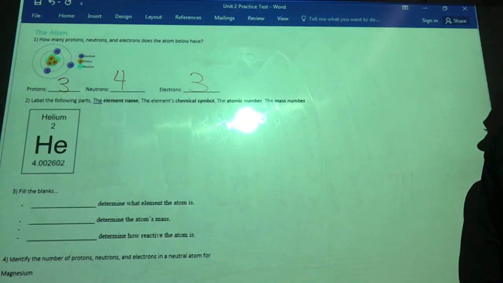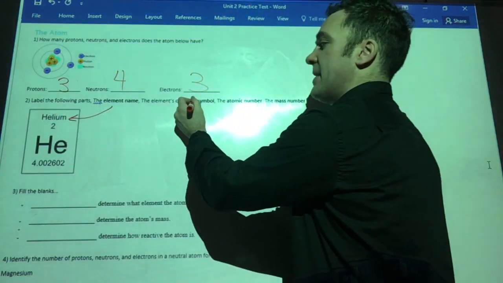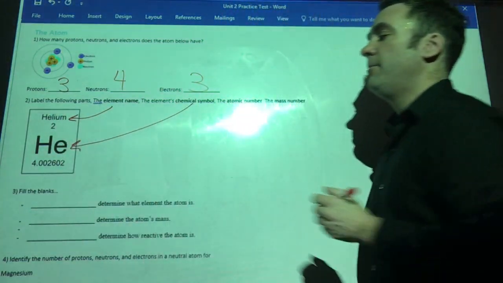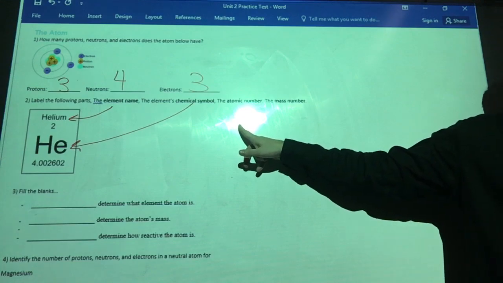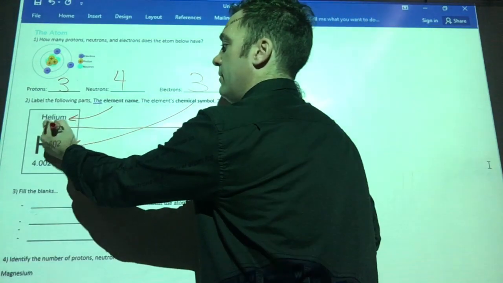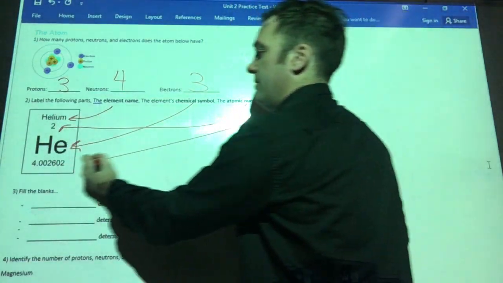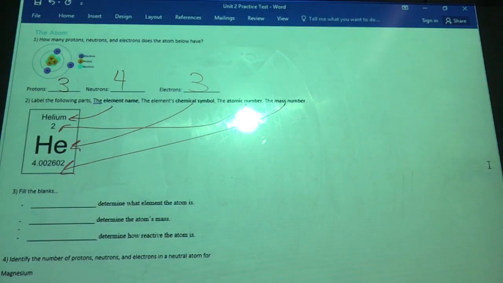All right, label the following parts: the element name, the element's chemical symbol, and I'll let you do this. Just do it this way so it's easier. You can do it whatever way you want. The atomic number and the mass number. We just use that vocabulary so much. Easy.